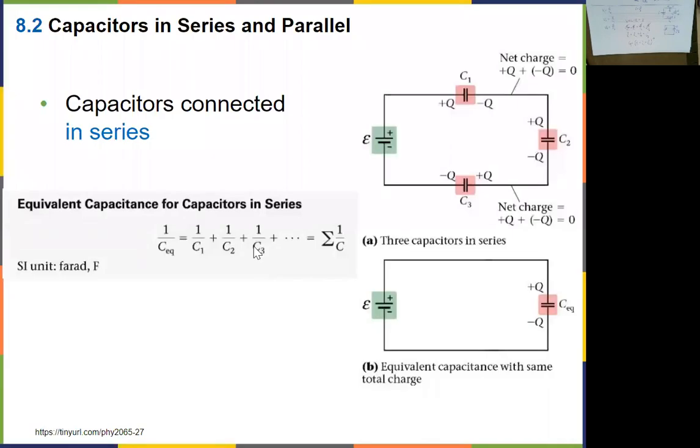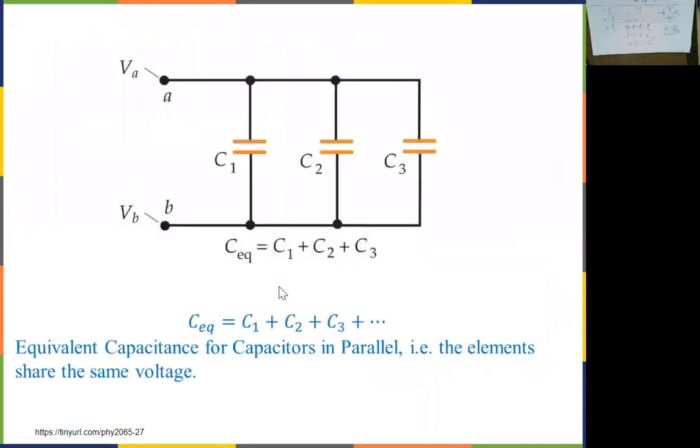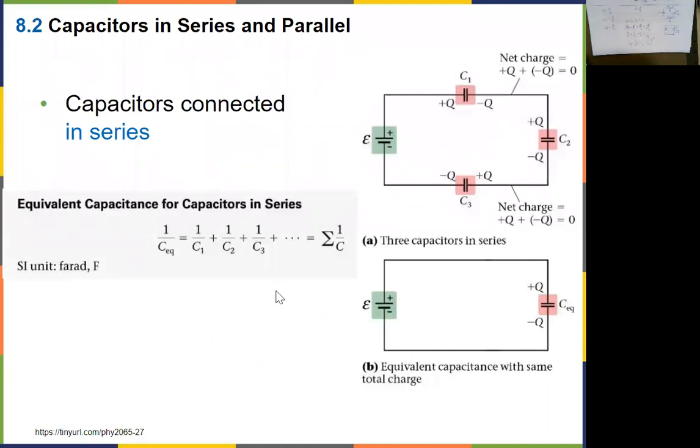So if you have more than 3, you add the rest up, 1 over inverse of the capacitance up, okay? If you just have 2, then it's 1 over C1 plus 1 over C2, all right? Any questions you guys might have on that?